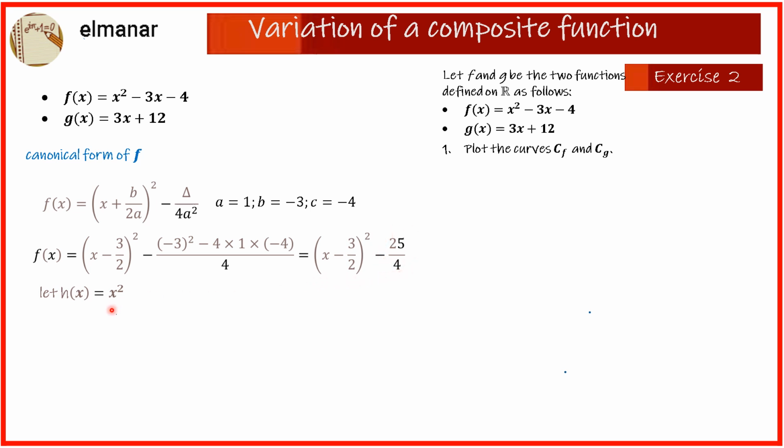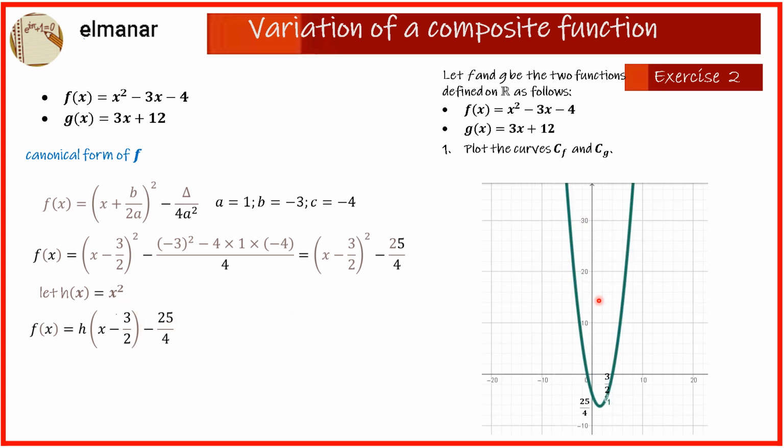Let h of x be equal to x squared. So we can plot the graph of f by applying a translation on the graph of h using a vector with coordinates 3/2 and −25/4.